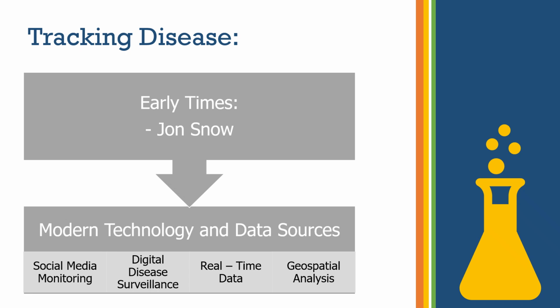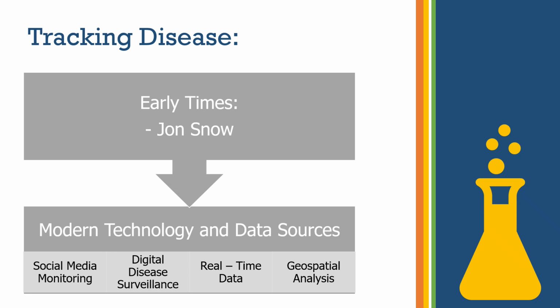Firstly, social media monitoring. This involves analyzing social media posts for mentions of symptoms, disease names, or related keywords to detect potential outbreaks. Next is the use of digital disease surveillance. This involves using artificial intelligence and algorithms to analyze large data sets from various sources, including health records, social media, and environmental monitoring.